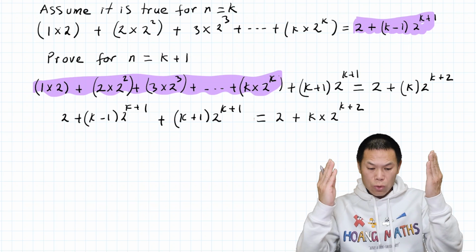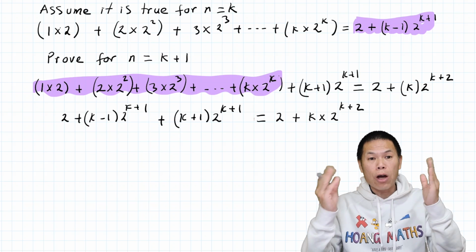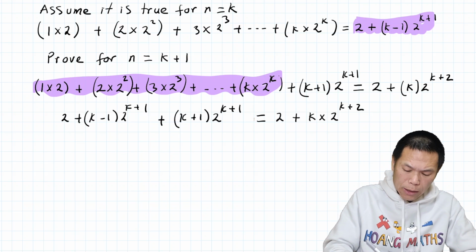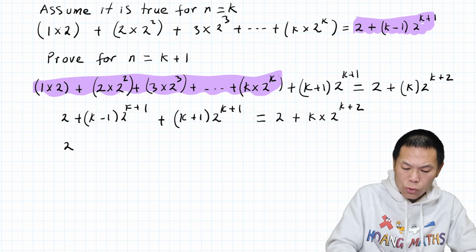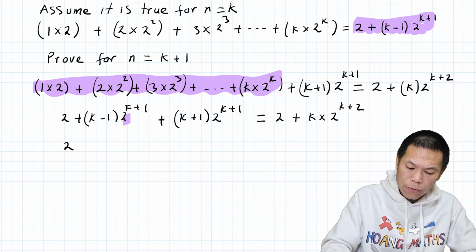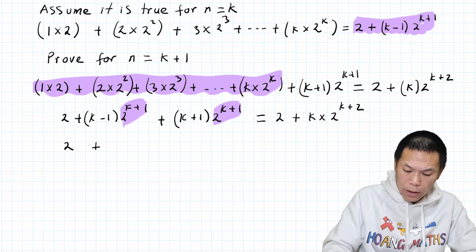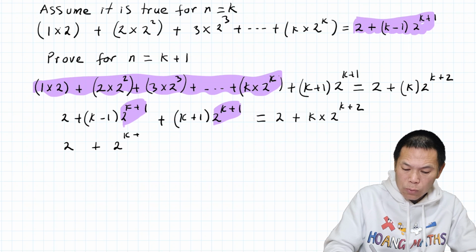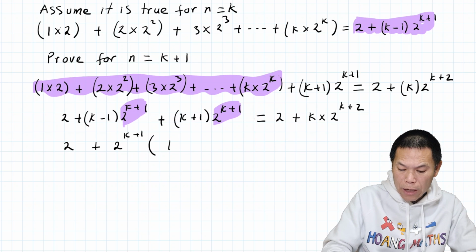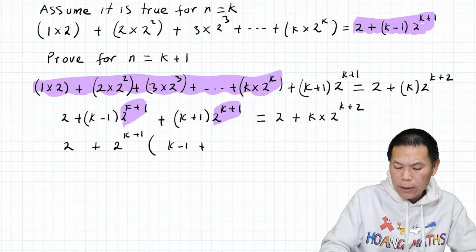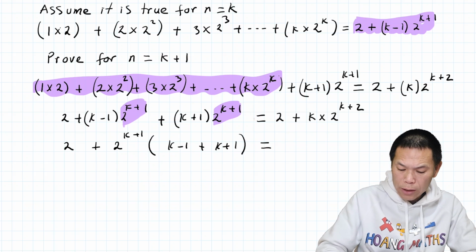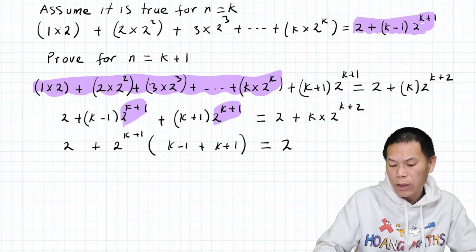So now what we do is I can just take our common factor. So that is for this one here. Let me just write this 2 down. And the common factor for this is 2 to the power of k plus 1. Okay, 2 to the power of k plus 1, add 2 to the power of k plus 1. So we are left with k minus 1. We add k plus 1 in there. And the left hand side is done. Now the right hand side. Let me just write this down.